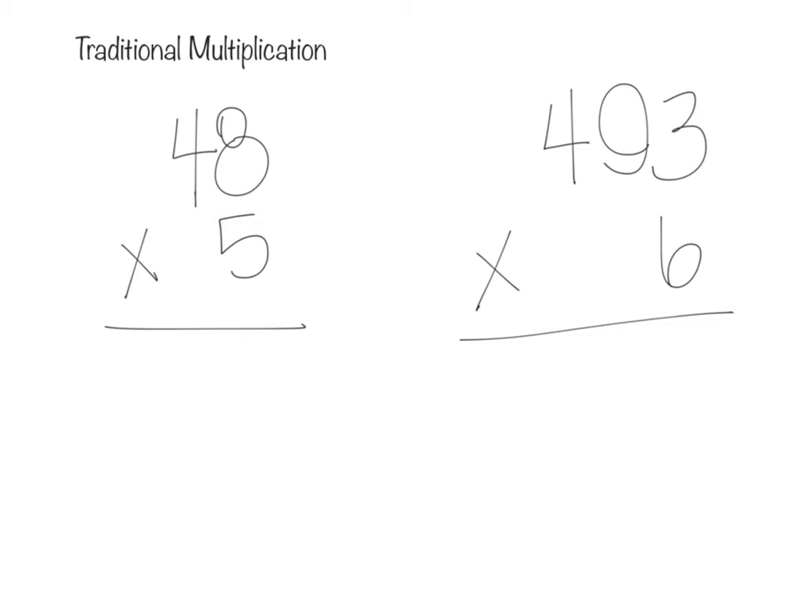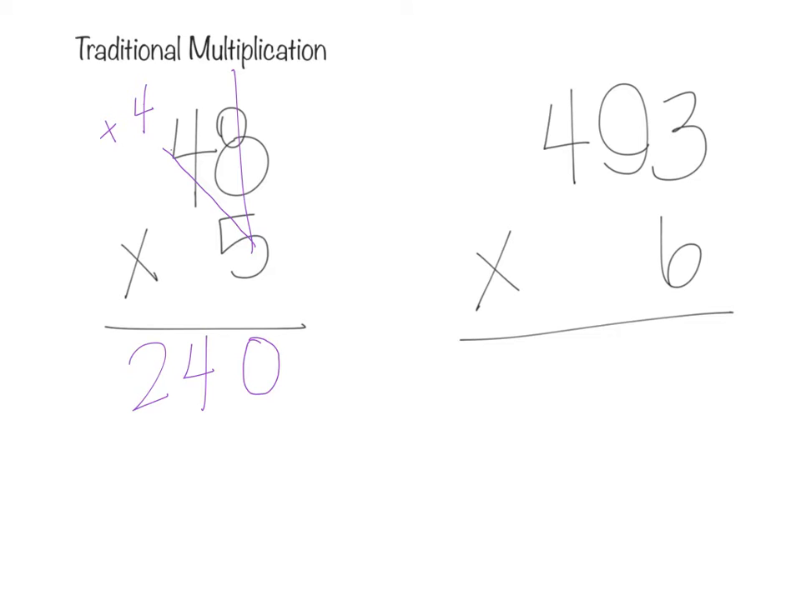So, traditional multiplication. If I had the problem 48 times 5, I would first do 5 times 8, which I know is 40. So I'd bring down the 0 in the 1s place, and I would carry the 10s, the 4. I would then do 5 times 4, which is 20, and then I would add the 4, not multiply, but add it. So I have 5 times 4 is 20, plus 4 would be 24. So 48 times 5 would give me 240.